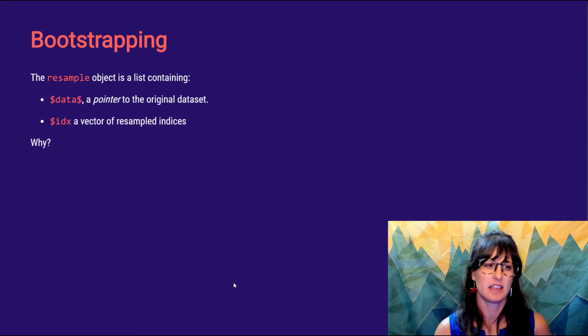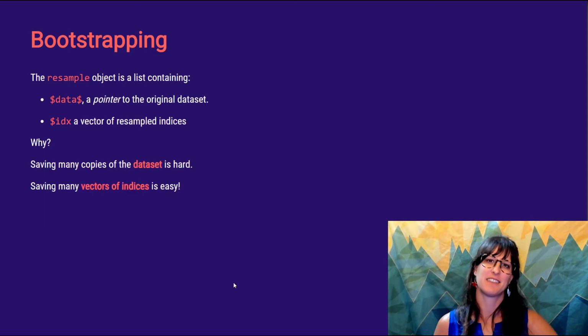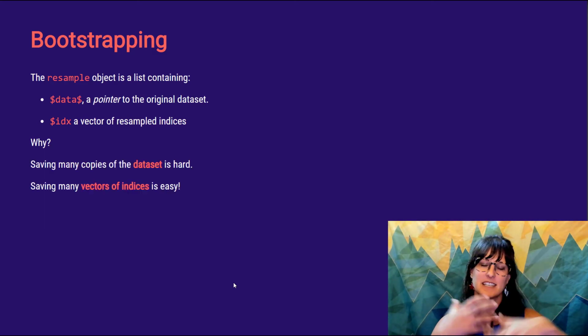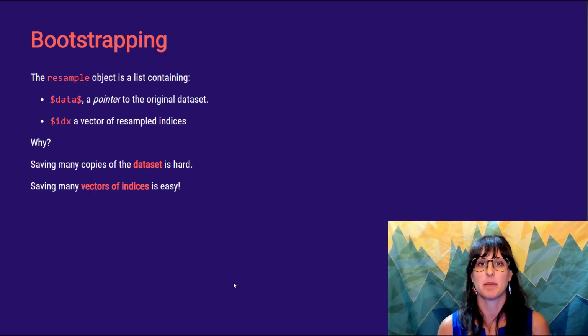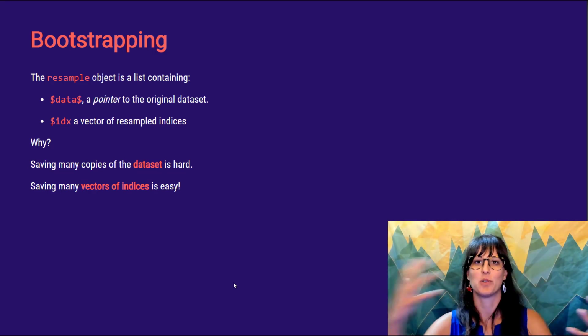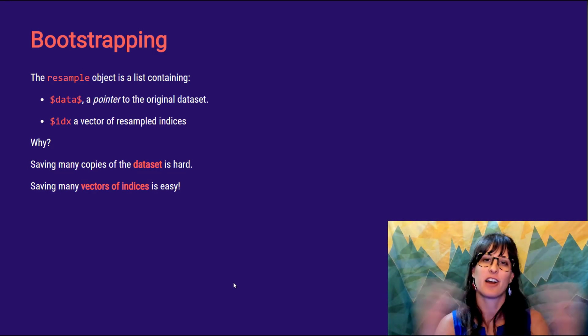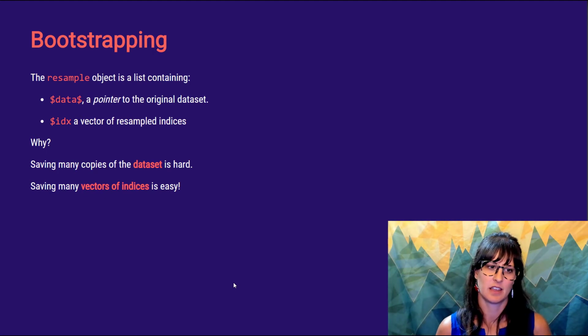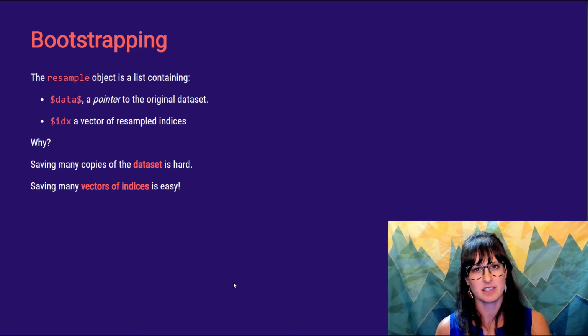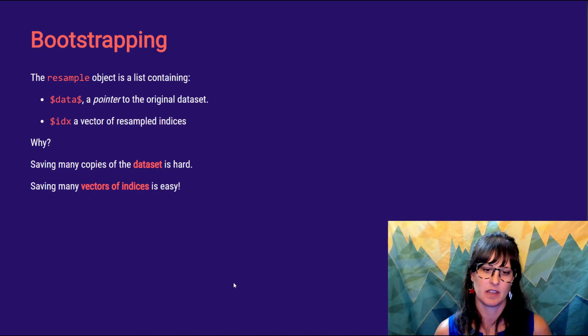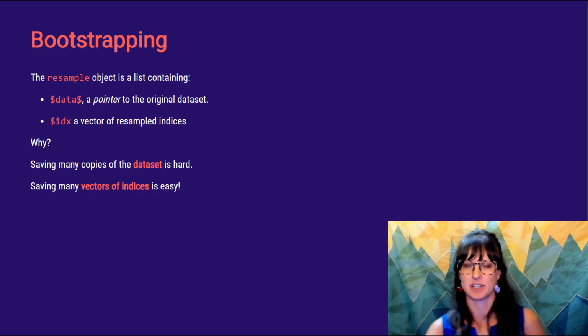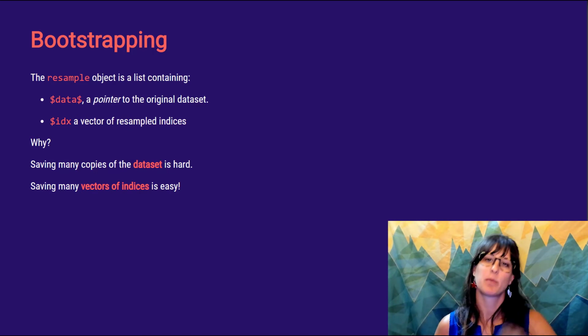Why do they do it that way? Well, it's because if you imagine trying to resample the data set and save a copy, you're going to end up at the end of the day with 100 full data sets. And that's hard, that takes a lot of storage. But if you just want 100 vectors of indices, that's kind of easy, that doesn't take much storage. So what we do with this bootstrap function to make things more efficient is we really just store the indices of the resampling.